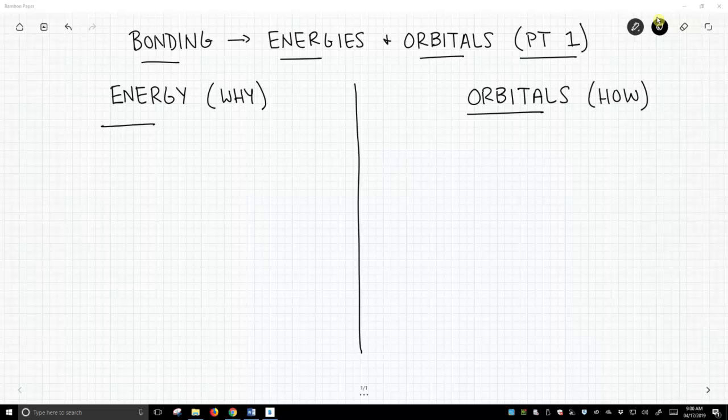This is the first in a two-part series where we're going to talk about orbitals and energies in chemical bonding. So when I think of energies and bonding, I think of energy as the why does the bond form, because it's energetically favorable. And then orbitals really describe how bonds form. So when we talk about bonding, we're talking about covalent bonding.